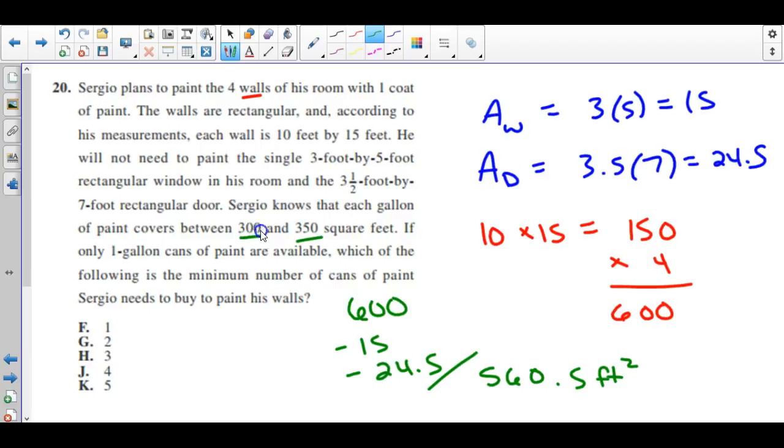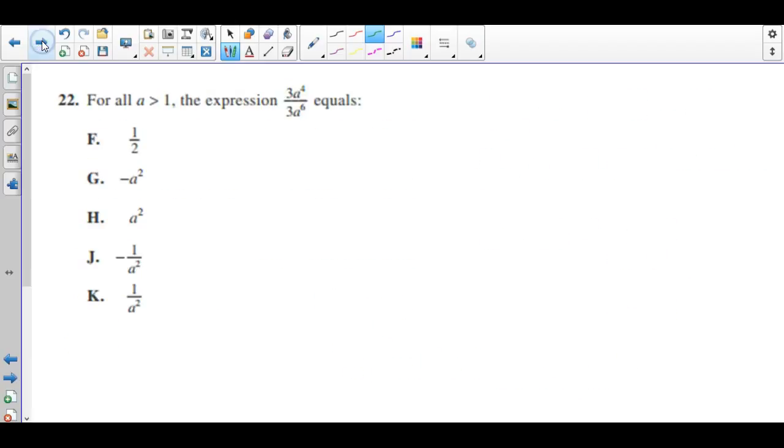So 1 gallon's not enough. 2 gallons will be enough then, because even if it was 300, if I double that, it still covers 600 square feet, and that is within what we covered. If you did not subtract out the window and the doorway, then you'd maybe be compelled to answer 3 gallons, and that would be wrong, but we had to subtract out those 2 things. So my answer is G.